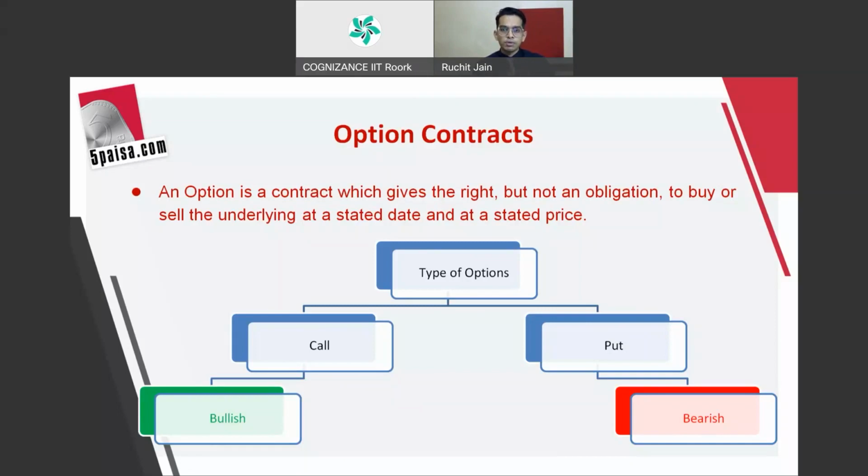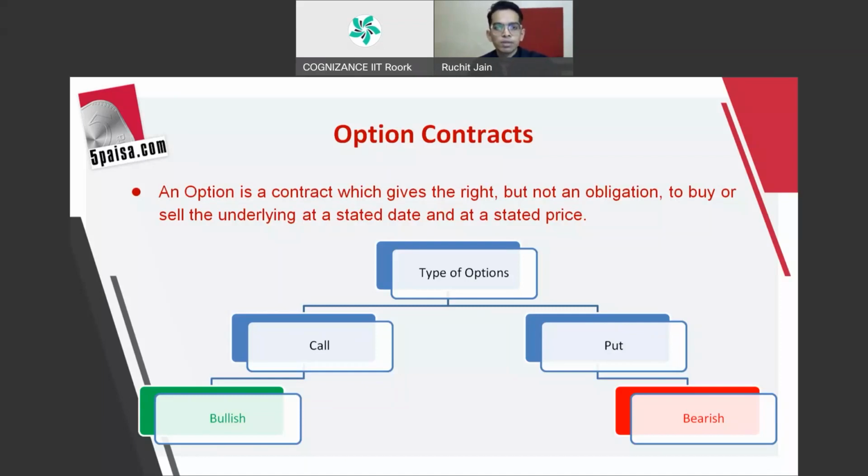Now this is from a buyer's perspective. Now let's see from the option seller's perspective. If the call option buyer's view is bullish, so what should be the call option seller's view? One who is selling, what is his view? His view is not bullish. Buyer is bullish, seller is not bullish. He may be neutral or he may be bearish, but he is not bullish. Okay. Now the put option buyer's view is bearish, which means the put option seller's view is not bearish. Okay. So he may be neutral or he may be bullish, but he is not bearish.